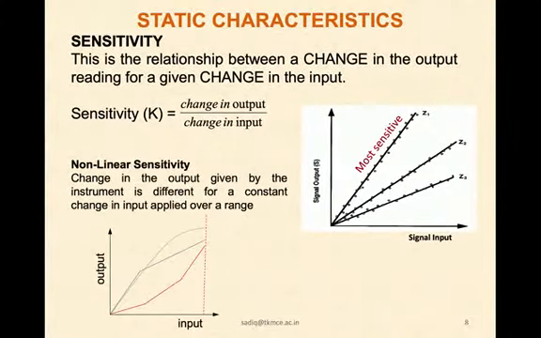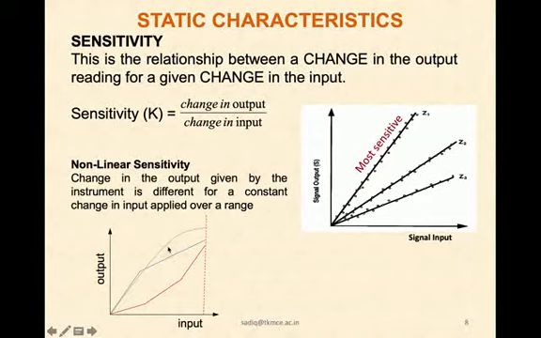So we know that if the instrument is having linear sensitivity throughout the range, it will be very easy to assess if there is an error in the performance. But if it is non-linear, it will be very difficult to assess the error in the performance of an instrument. So these are a few examples of non-linear.